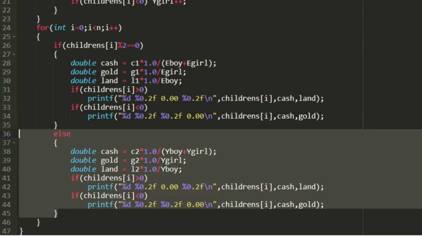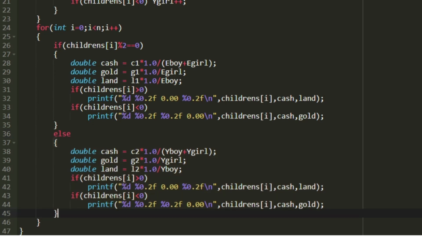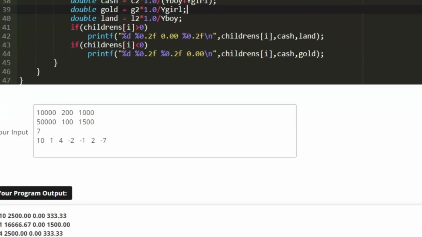Similarly, in the else part also we will be printing our output for the younger brother. Here, instead of eBoy, we will be using yBoy and yGirl. Using the same procedure we will be finding the share for the younger brother's children.